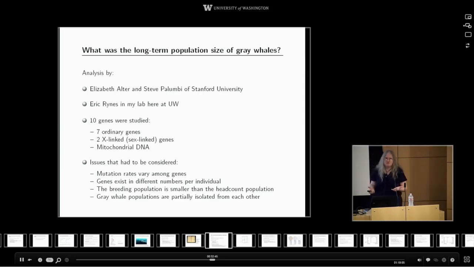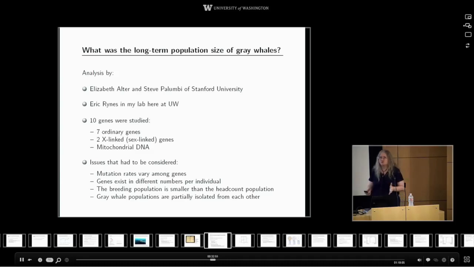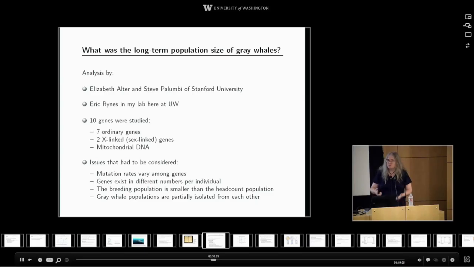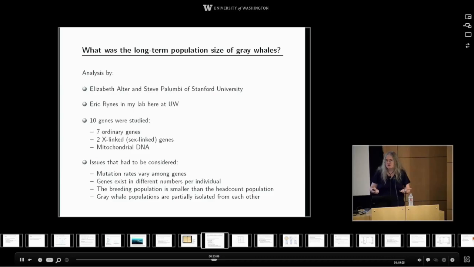And then finally, there's some population structure. Gray whale populations are not one big sloshing gene pool throughout the entire world's ocean. They actually stay in relatively discrete areas. There's some mixing of the populations, but not complete mixing. So Elizabeth and her team worked on all of these factors, trying to make conservative estimates. It's important to be conservative here.